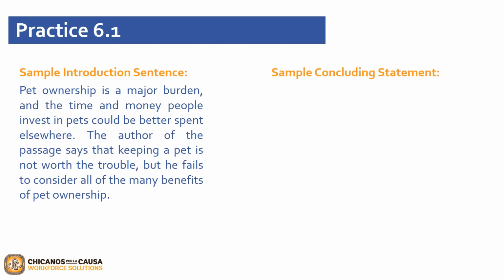Our sample introduction sentence states, pet ownership is a major burden, and the time and money people invest in pets would be better spent elsewhere. The author of the passage says that keeping a pet is not worth the trouble, but he fails to consider all of the many benefits of pet ownership.